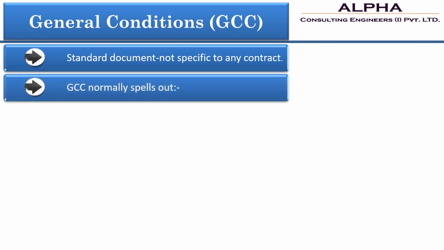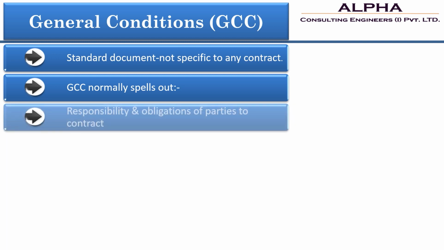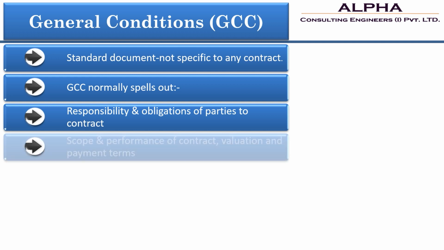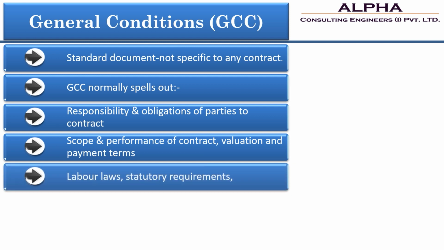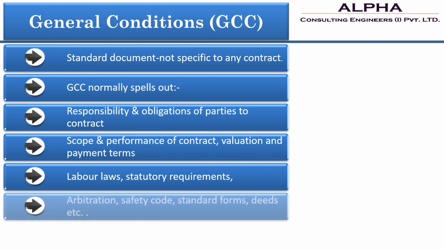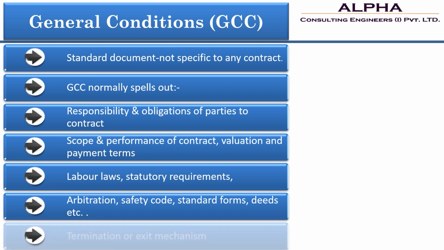In general conditions of contract, it is called general because it is a standard document and it is not specific to any contract. It generally consists of responsibilities and obligations of parties to the contract, scope and performance of contract, valuation and payment terms, labor laws, statutory requirements. There are also provisions for arbitration, safety codes, standard forms, deeds, etc. The termination or the exit mechanism is also a part of the general conditions of contract.